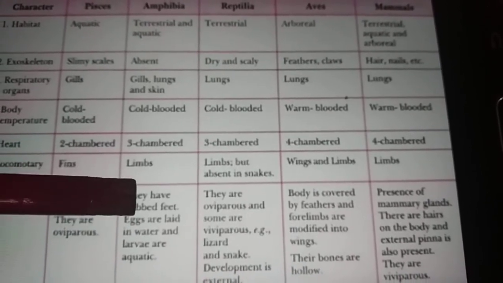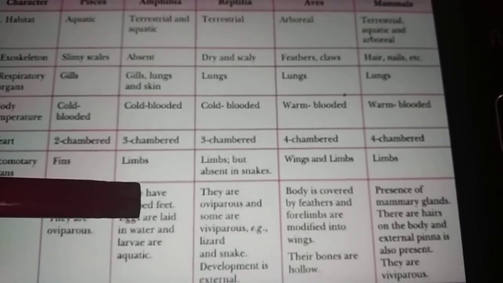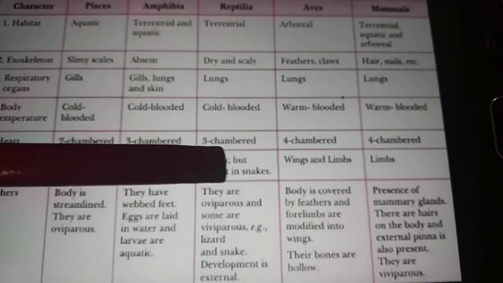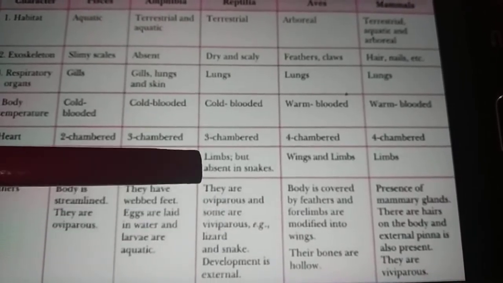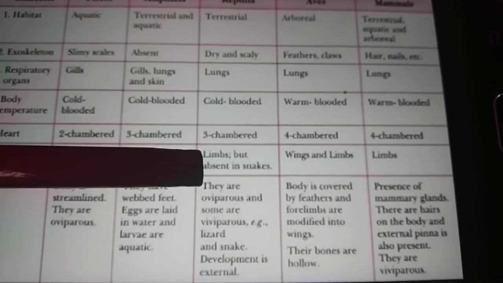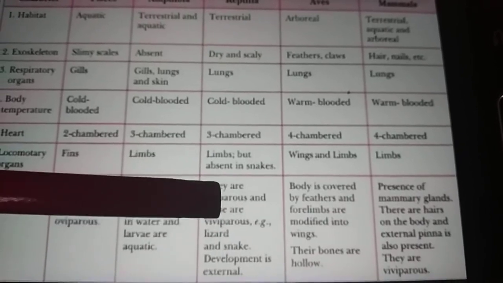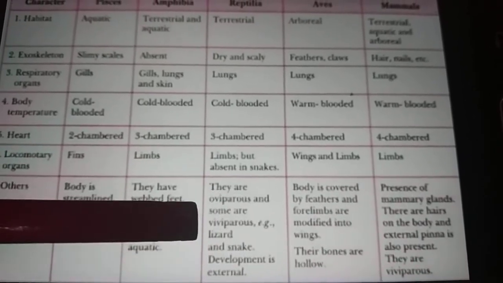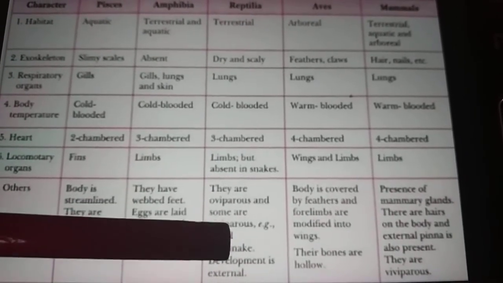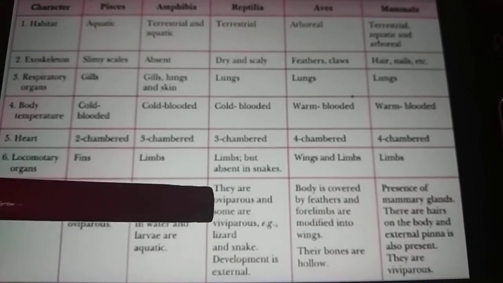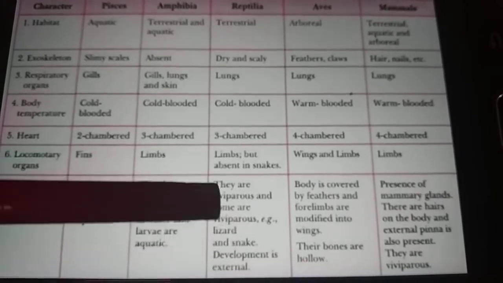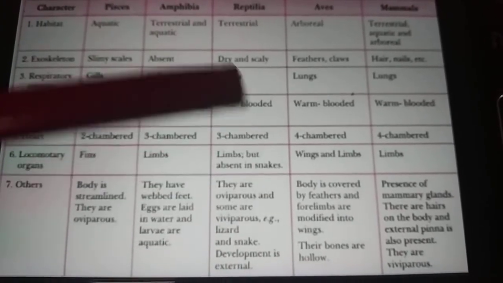So what are they known as? They are oviparous. Then reptilia are also oviparous and some are viviparous. In reptilia, both are present, oviparous as well as viviparous. Now examples: lizard and snake. These lizards and snakes lay eggs, and they develop externally, which means outside the body.